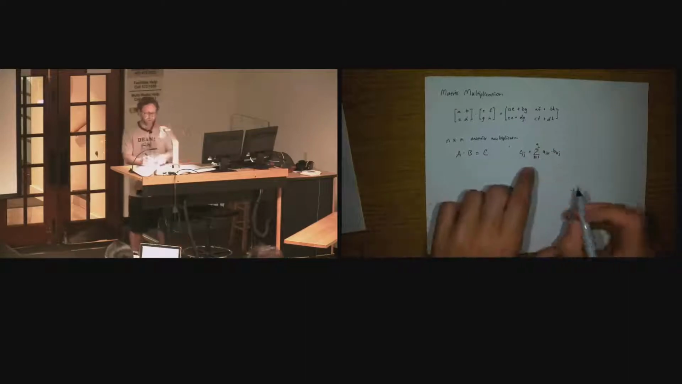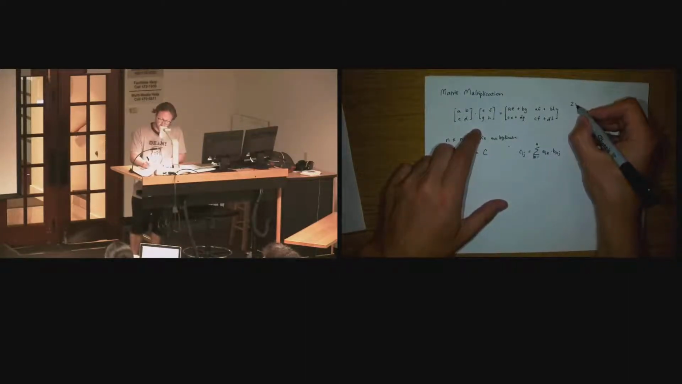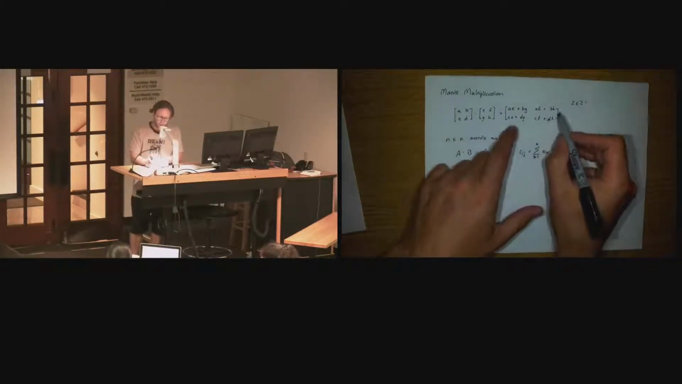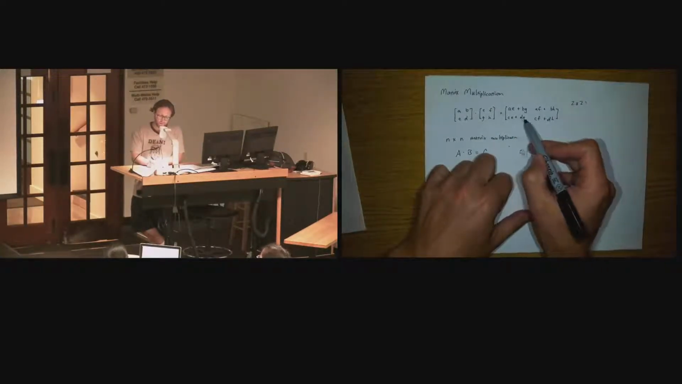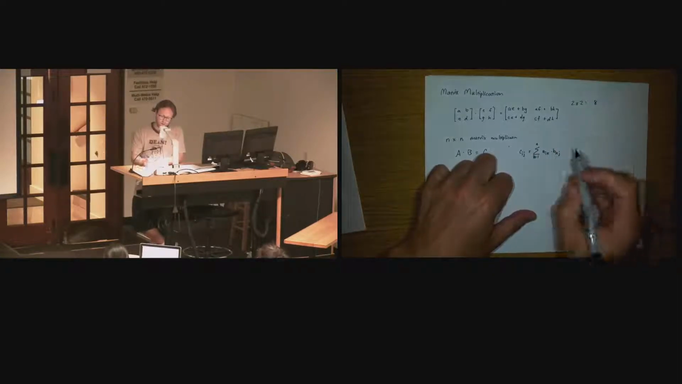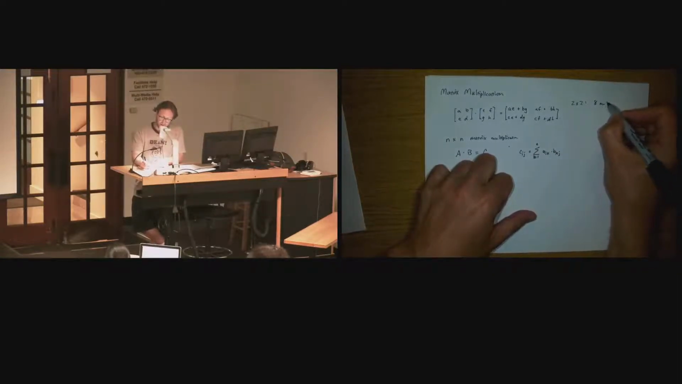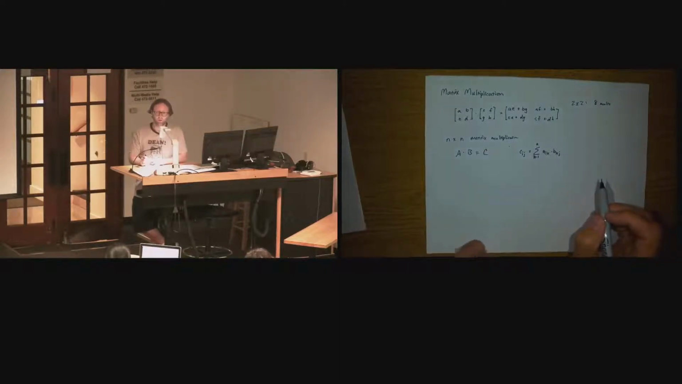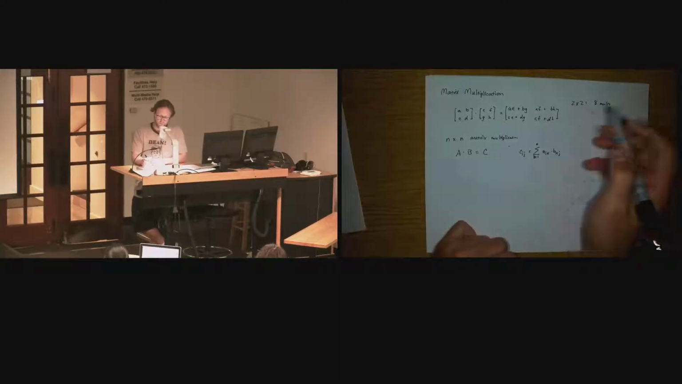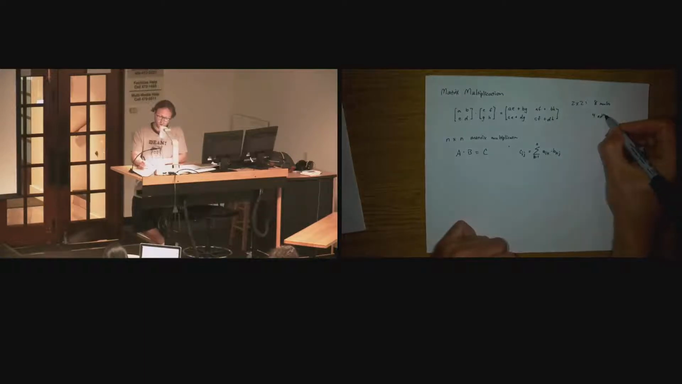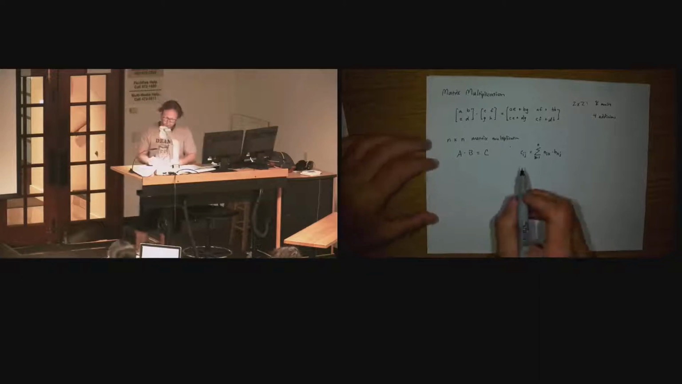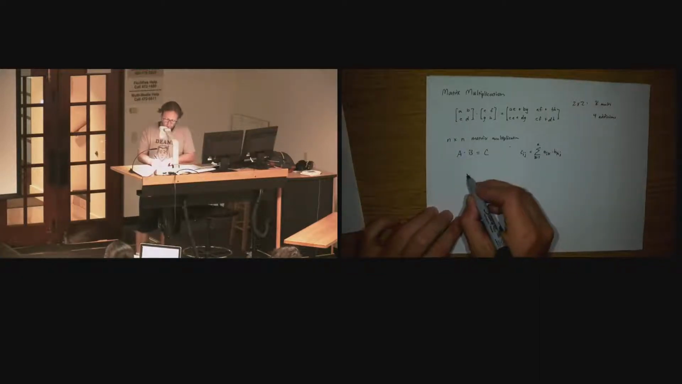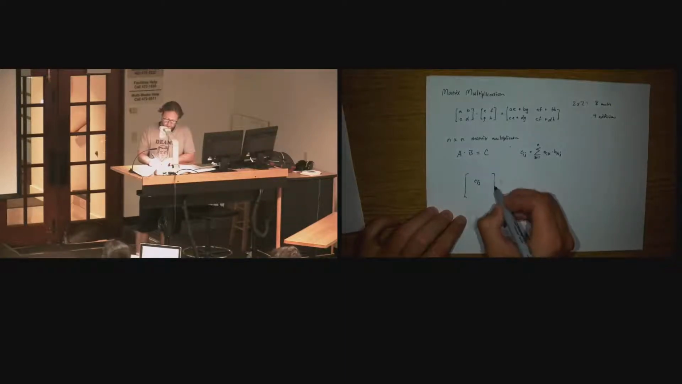So let's look at this example up here for a 2 by 2 matrix. How many multiplications did I end up doing over here? 1, 2, 3, 4, 5, 6, 7, 8. 8 multiplications. How many additions did I end up doing? 1, 2, 3, 4. 4 additions. Now let's think more generally. Let's just look at one entry, say the Cij entry here in C.